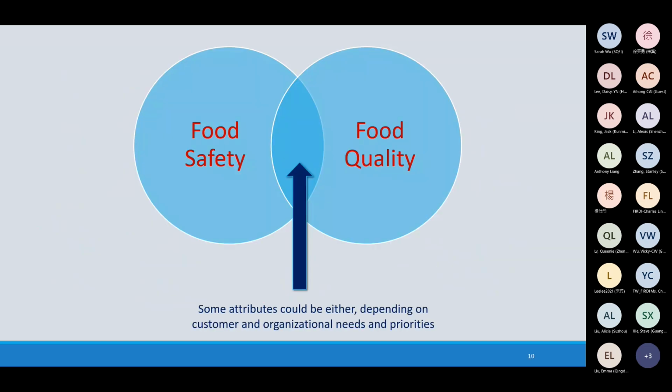And businesses also need to define where that intersection is between food safety and food quality. Some food safety parameters are fairly obvious. It's the lack of pathogens, the lack of anything that can hurt chemically, allergen control, etc. Lack of physical attributes.